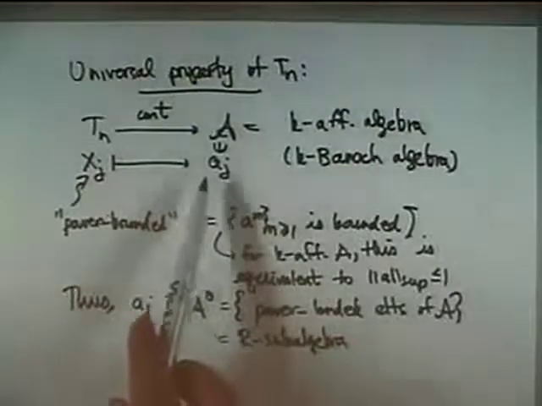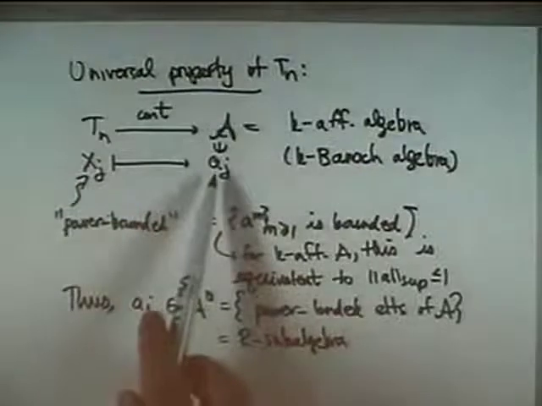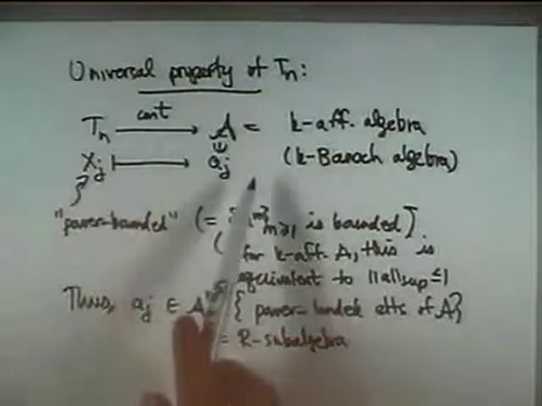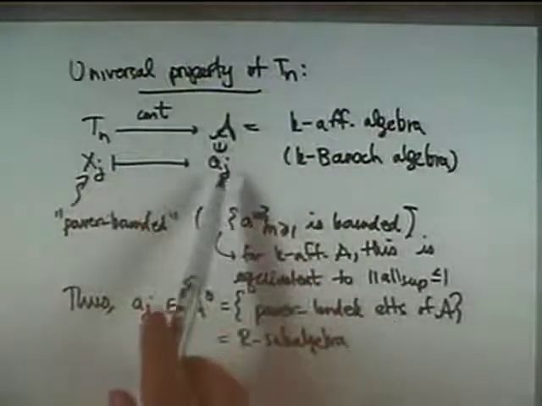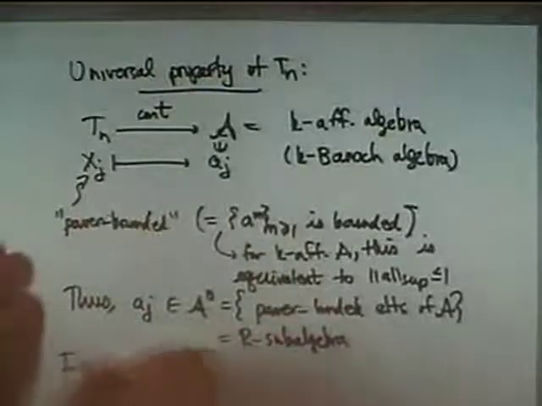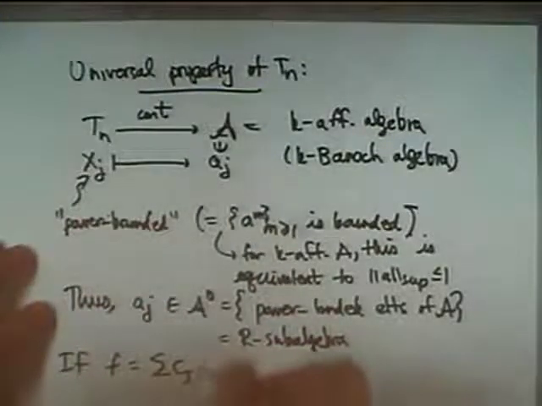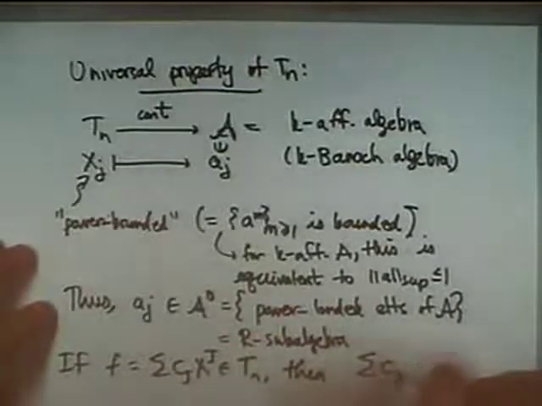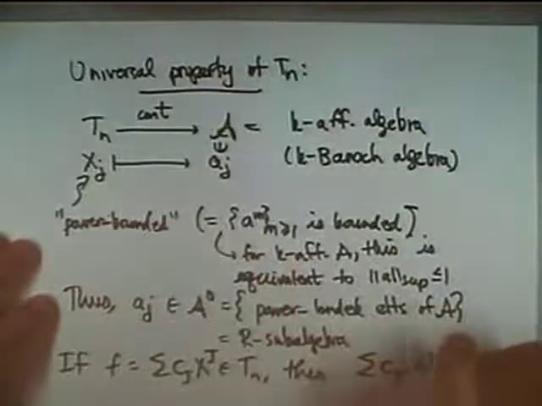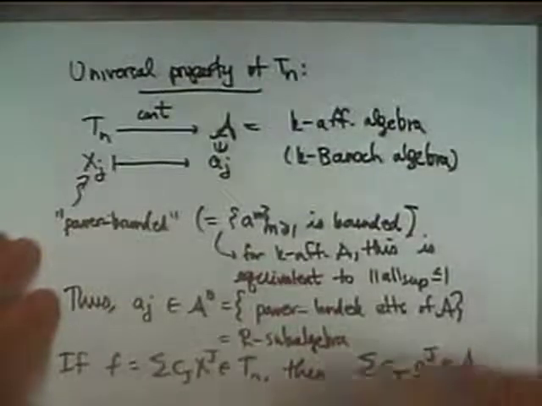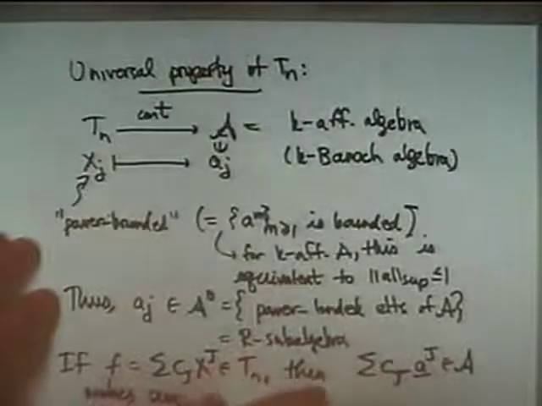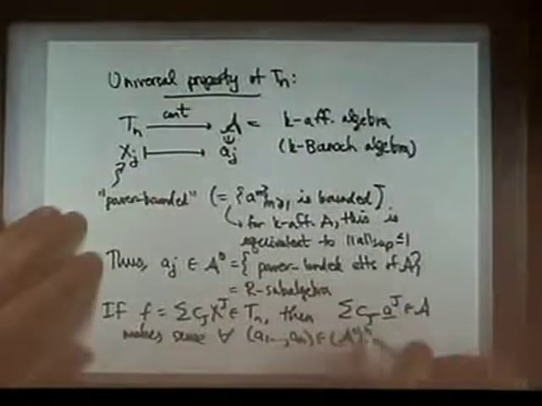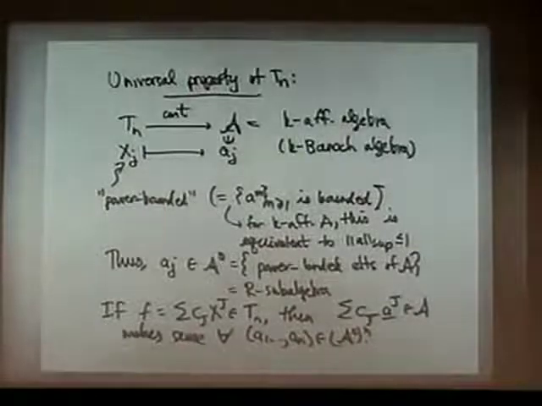But the important point is, conversely, if I want to send the xj's to power-bounded elements, any convergent series in the xj's with coefficients tending to 0 makes sense to form in this ring by plugging in the aj's for that. So notice if I give you some f equals the sum of c_j x^j in the Tate algebra, then the sum of c_j a^j makes sense for all a1, ..., an that are n-tuples in the Euclidean space on the power-bounded elements.